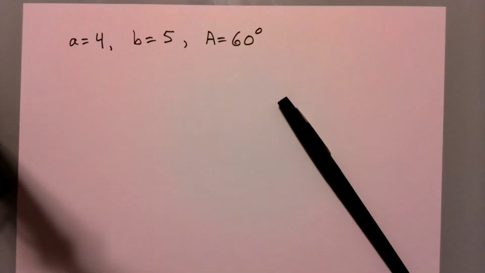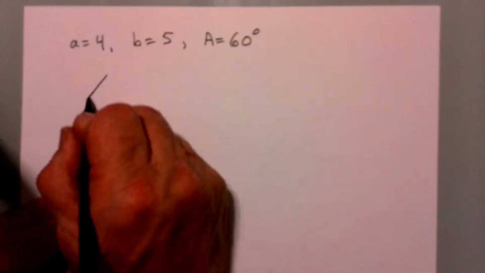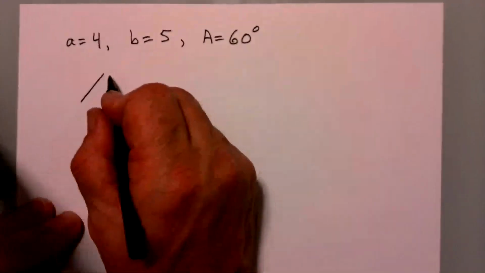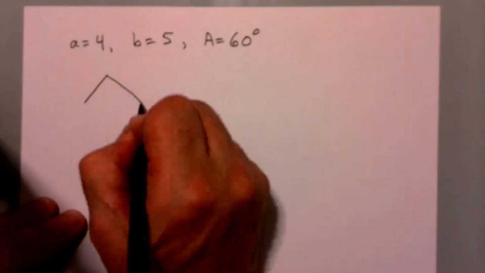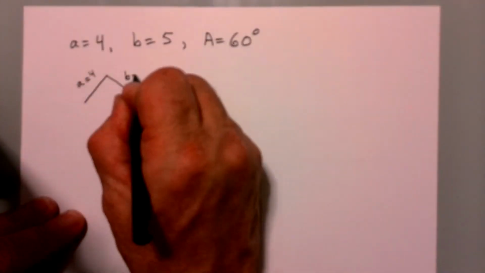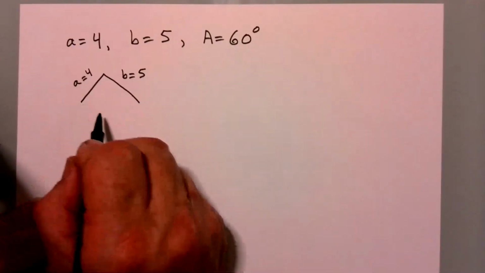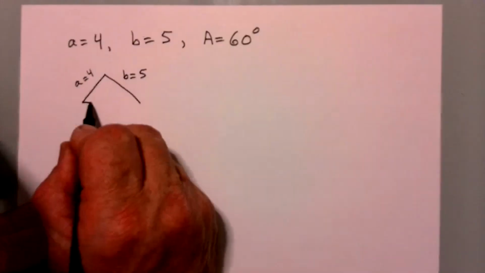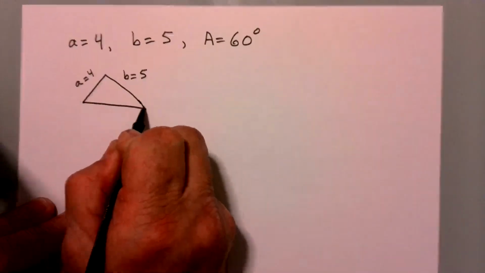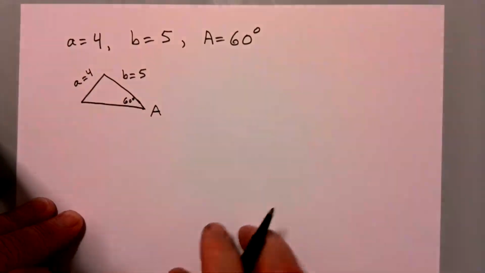Jeff says SSA. Stacy says SSA. Rowan says SSA. And yes, all of you are correct. So I have A, I have B, which is over here, and I have, so A is 4, B is 5, and angle A is supposed to be 60 degrees.